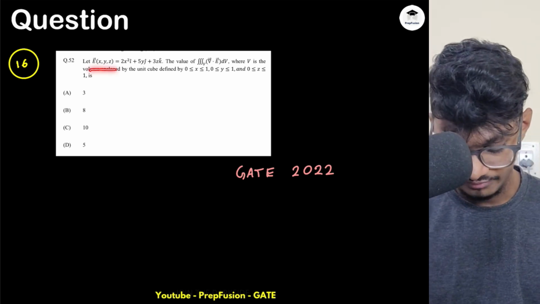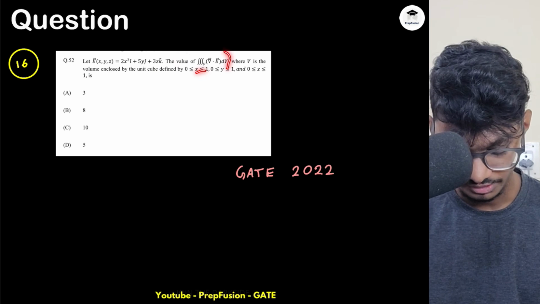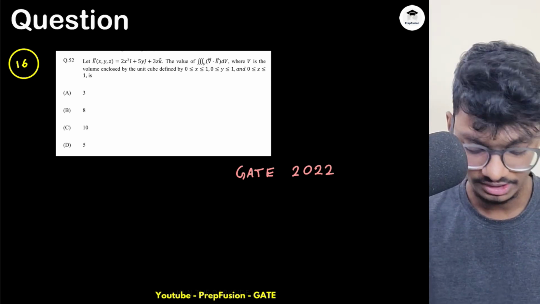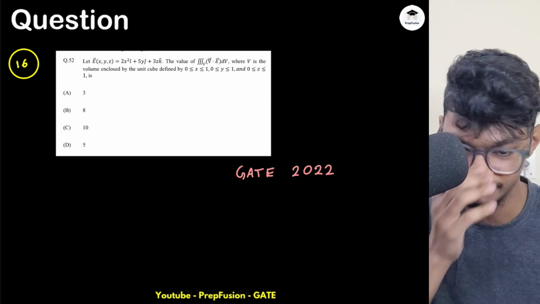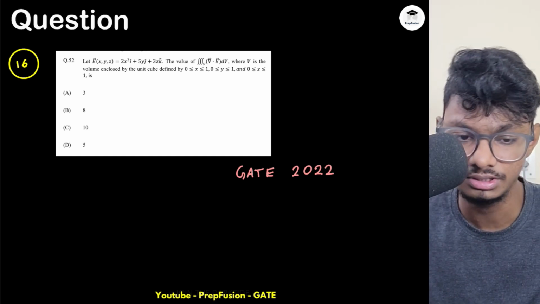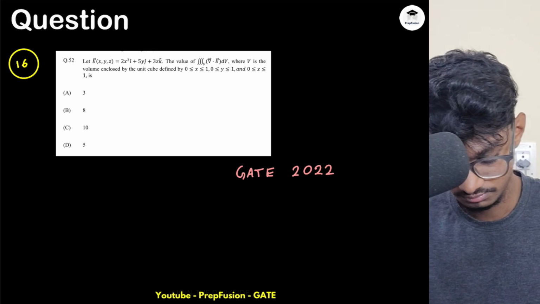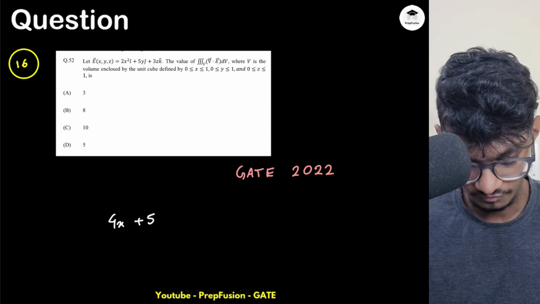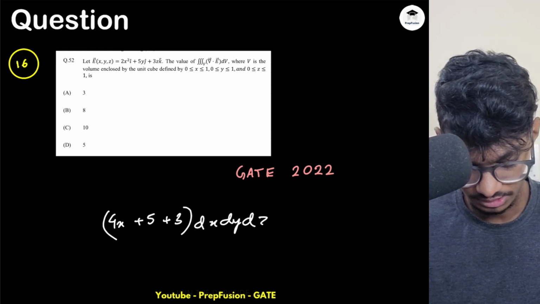So this question is, we have an electric field. We have to compute the volume integral of del dot E, where V is the volume enclosed by the unit cube. These types of questions always come. This is very simple. How do you solve? Just find the divergence. They have given it in Cartesian coordinates, so pretty simple. This becomes 4x plus 5 plus 3, dx dy dz.